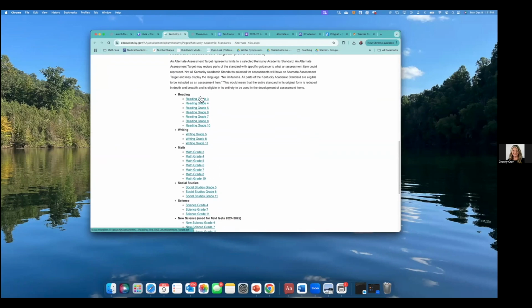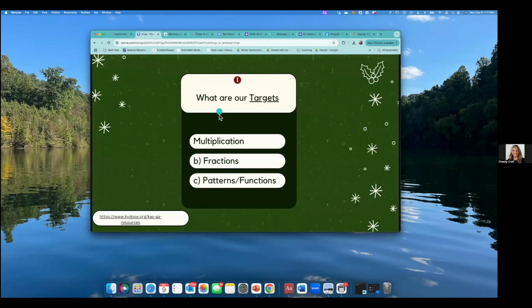You can see them per grade level, of course, and we're going to look at what multiplication looks like beginning in third grade all the way up through 10th grade today, and some of the things that we need to work on. So that's what we're going to discuss today.